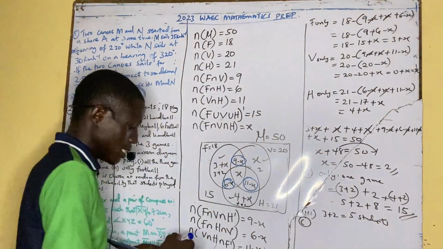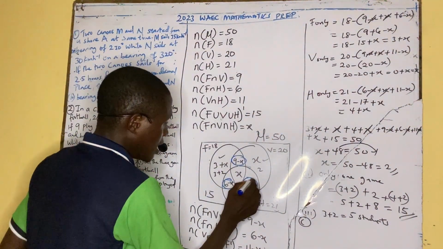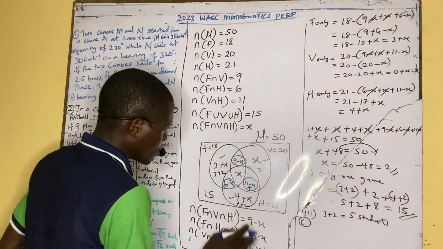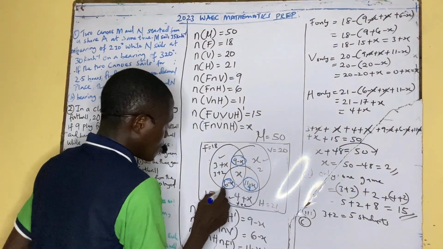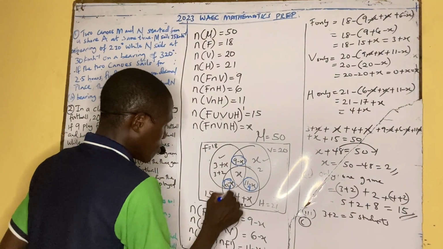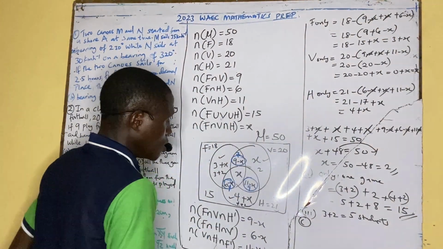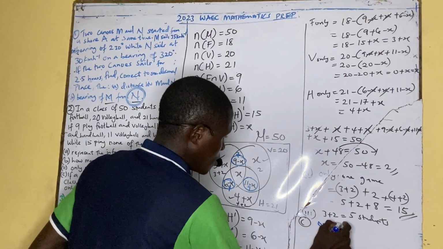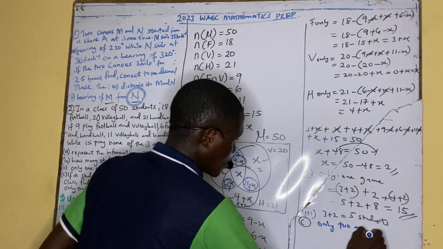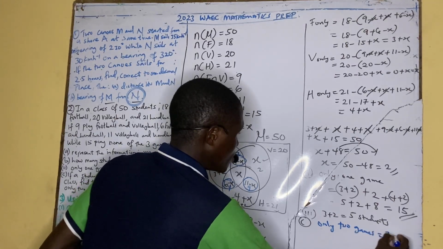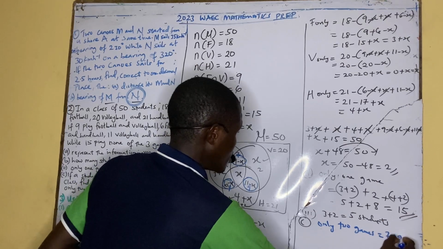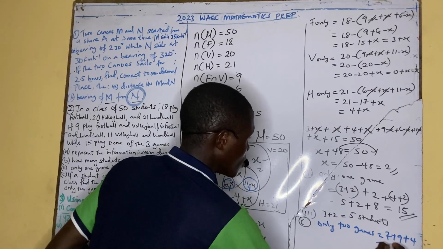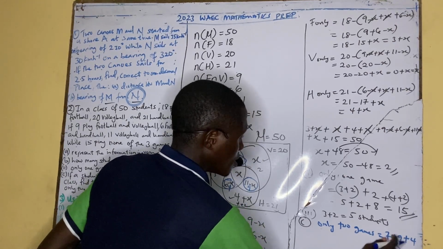This intersection, 2 intersection. So for only 2 games we have to do 11 minus 2. 11 minus 2 should give you 9, not 7. 6 minus 2 will give you 4, and 9 minus 2 will give you 7. So we add the 3 together. Only 2 games will now be 7 plus 9 plus 4, which is equal to 20.